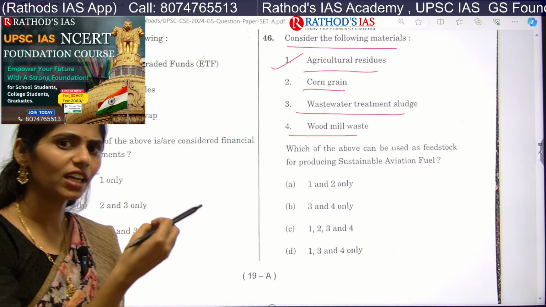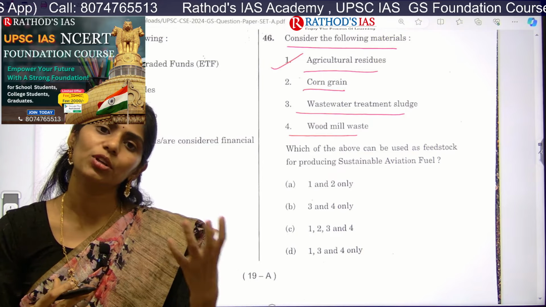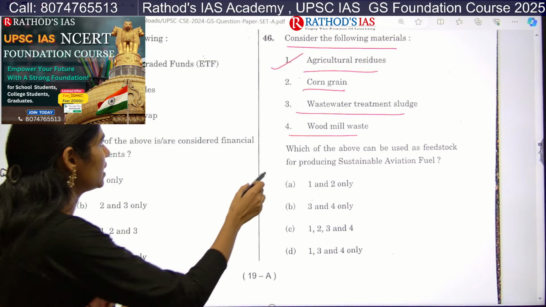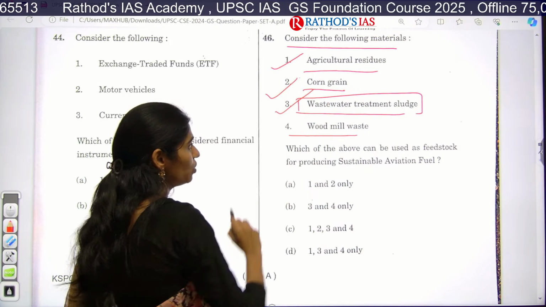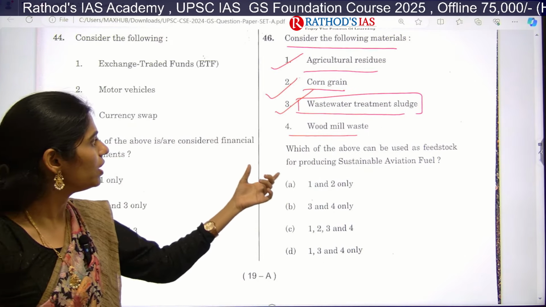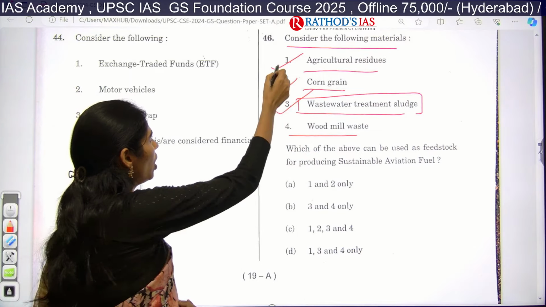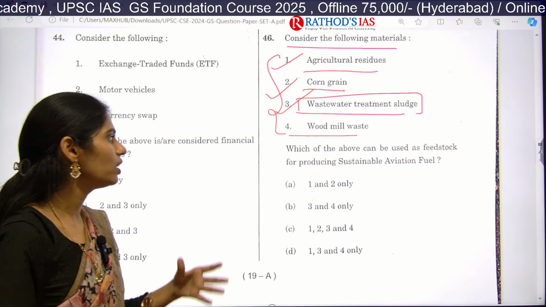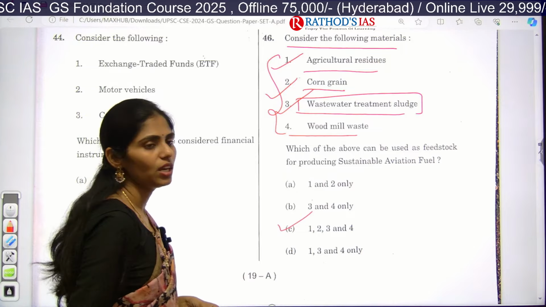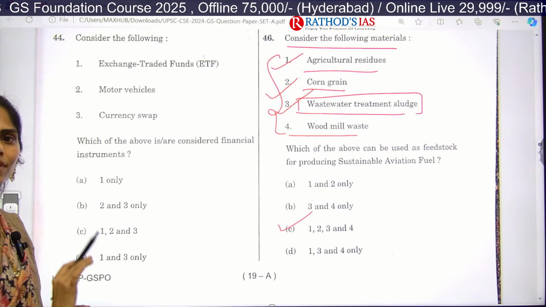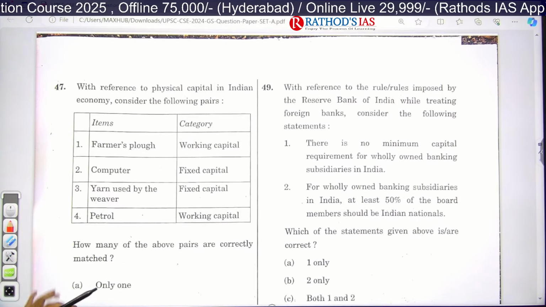You have some idea about biofuels, right? So corn grains or other grains can be used for producing fuel. Yes, it is also one method. And this one is waste water treatment sludge. Yes, we can use this also. And even wood mill waste, because it has biomass. So here all these four can be used for production of sustainable aviation fuel. So the correct answer is C, 1, 2, 3 and 4. Clear? And let us see the 47th question.